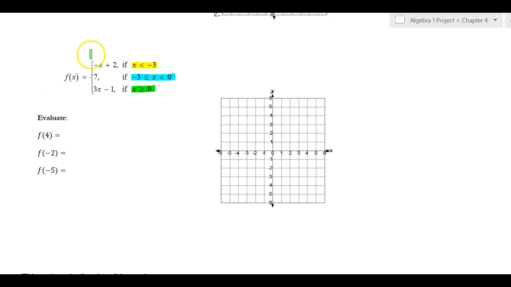So this first one is a 4. So that means it's greater than 0. So you're going to use the green function for this one. -2 is right in between -3 and 0. So for the second one, I'm going to use the blue function. And then the last one, when x is -5, it's less than -3, so you're going to use the yellow function. So see if you can plug in those x values and see what you get.